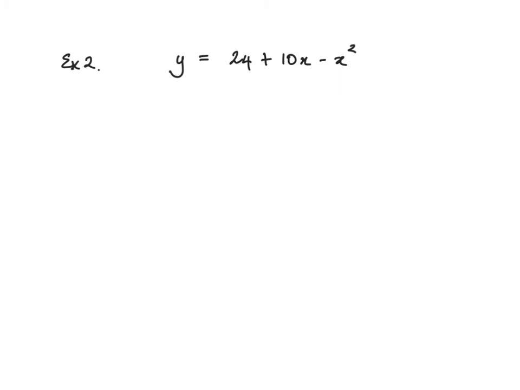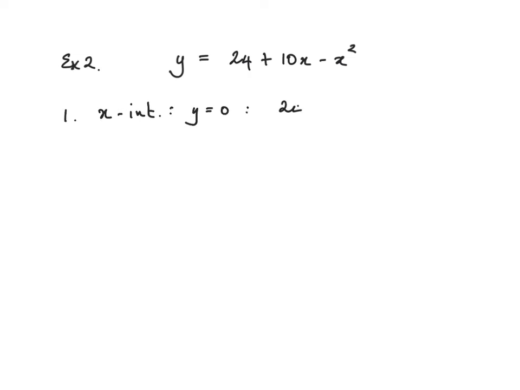Here is a second example of a negative x squared quadratic. So again, we've got a sad face. First thing to do, work out the x-intercepts. They always occur when y equals 0.